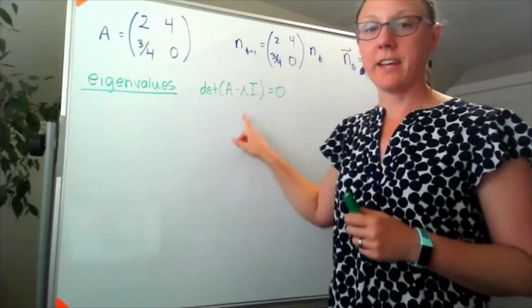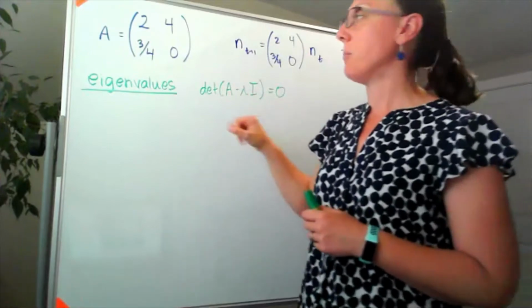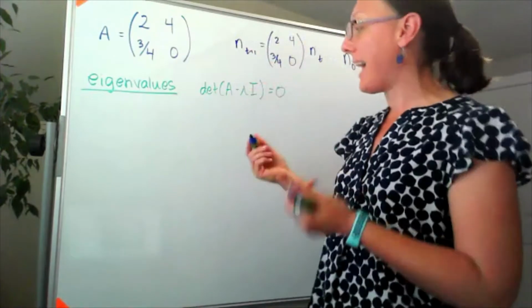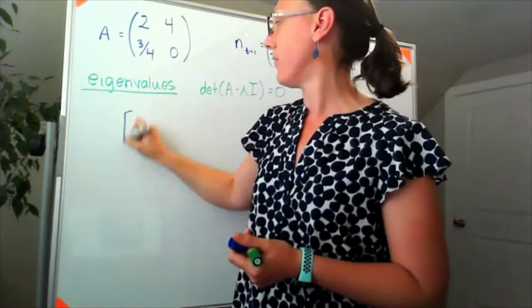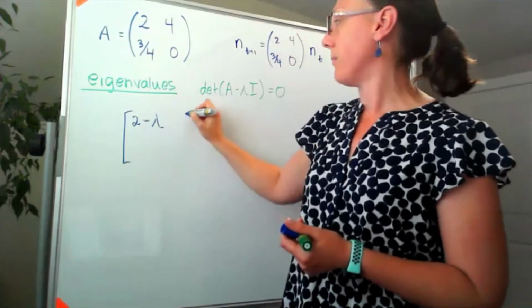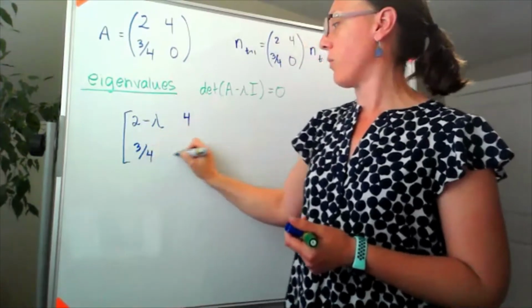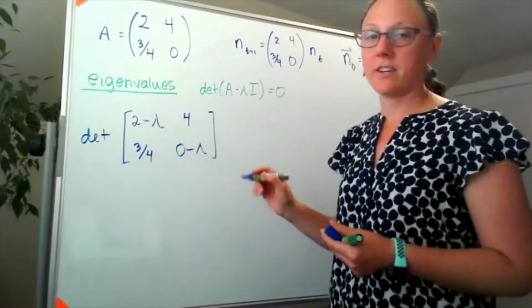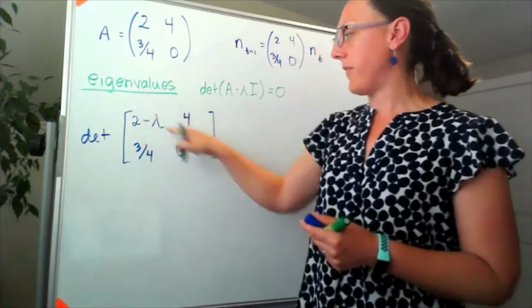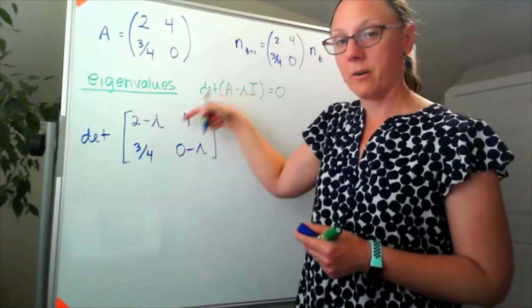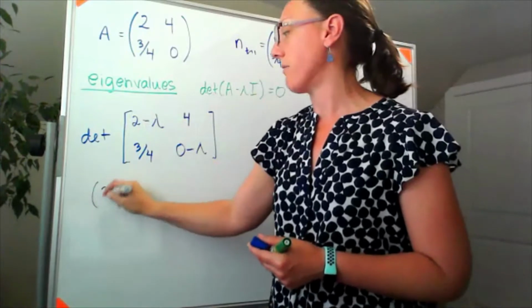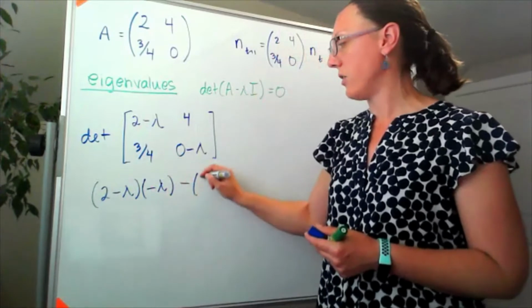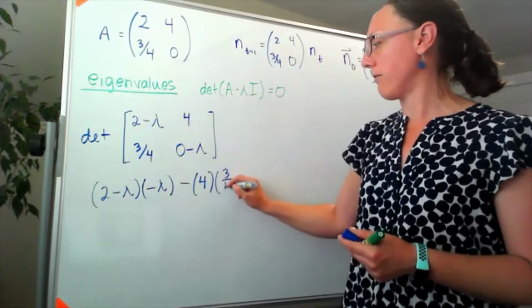Here's my A matrix, and subtracting the lambda I matrix means we'll be subtracting lambda from the primary diagonal, which is going to make my A minus lambda I matrix 2 minus lambda, 4, 3/4, and 0 minus lambda. We take the determinant of this: I'm going to have that primary diagonal multiplied together minus my off diagonal. So I'll have 2 minus lambda times negative lambda minus 4 times 3/4.